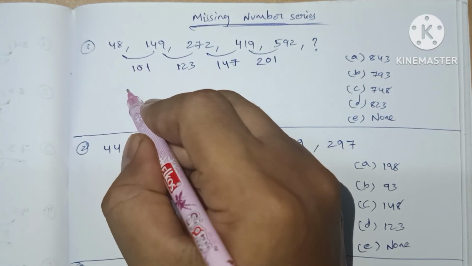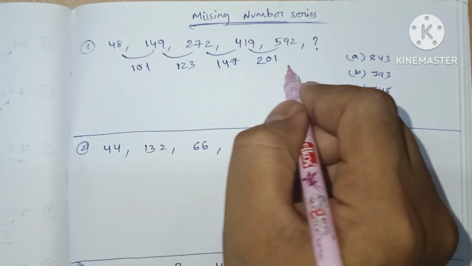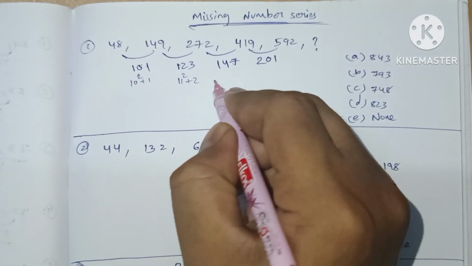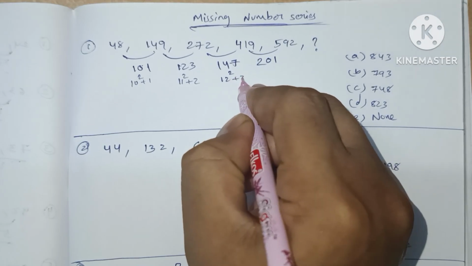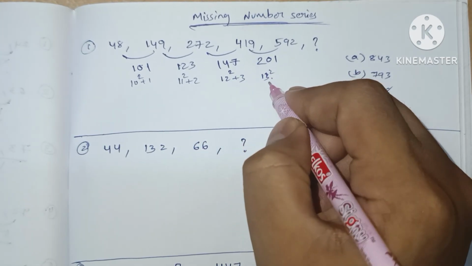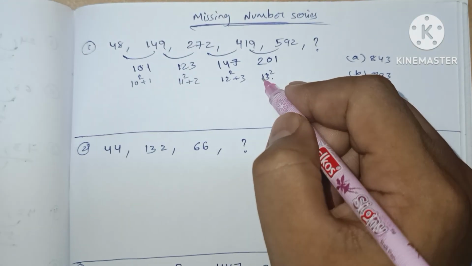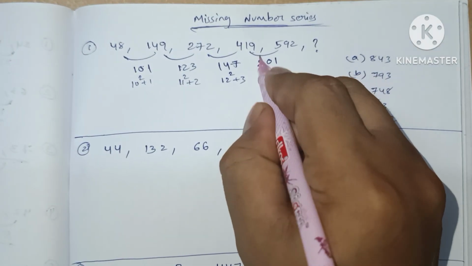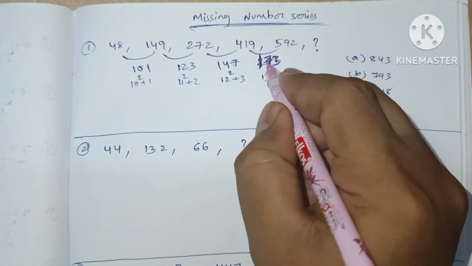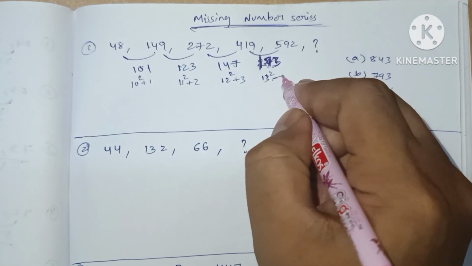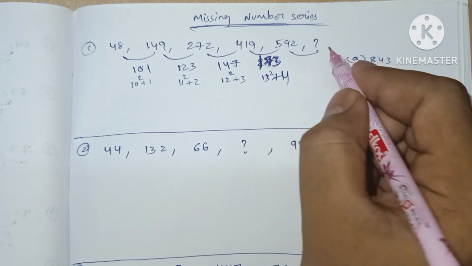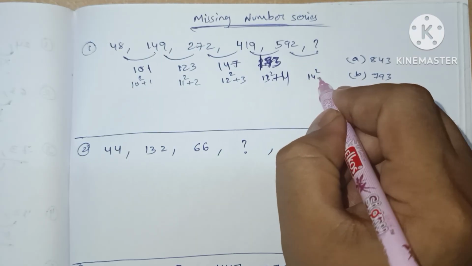Okay, these numbers are familiar as this is 10 square plus 1, this is 11 square plus 2, 12 square plus 3, 13 square, wait a second, it is 173. The difference between these two is 173. 173 means it is 13 square plus 1. No, 13 square plus 4. So the next one must be 14 square plus 5.